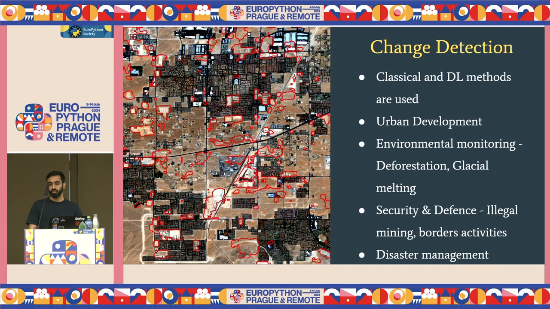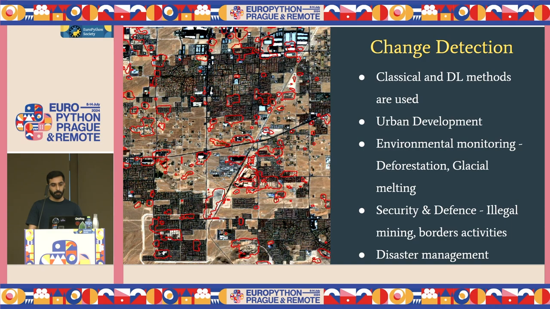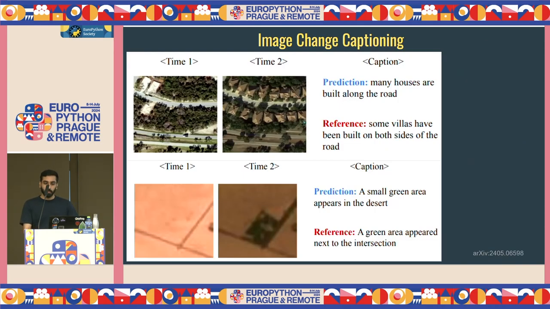Now let's see how we can use a vision language model in order to detect change. So we can use image captioning to do that. We provide a past image and a future image. The model will be able to tell how many houses have been built along this road based on these two images. Similarly, here it has given a caption that a small green area appears in the desert. So based on this information, we can filter out the relevant information and remove the rest.